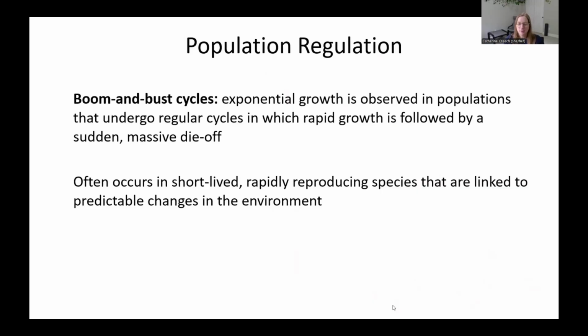We're going to see populations that exhibit exponential growth and then die back notably. We call those boom and bust cycles. So you undergo rapid expansion in population size and then massive die off. These are usually short lived. Sometimes they're predictable by the environment, and sometimes they're predictable based on time.